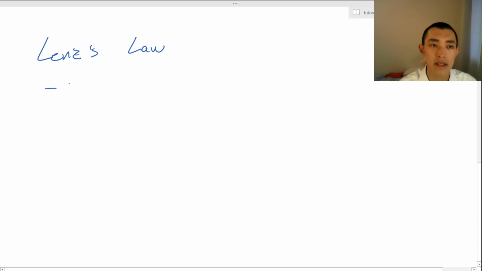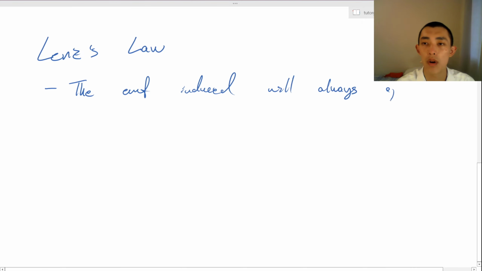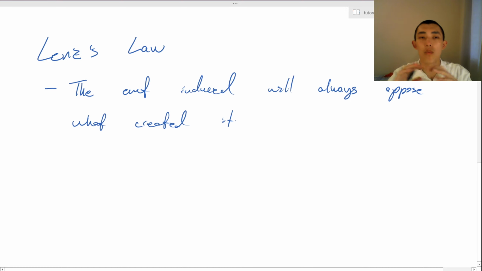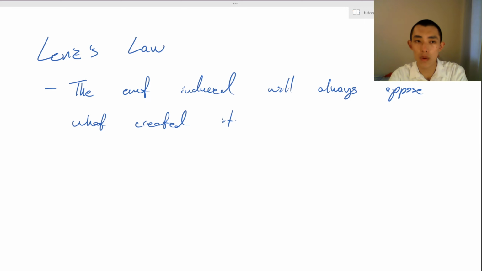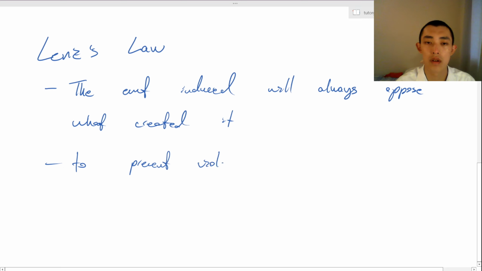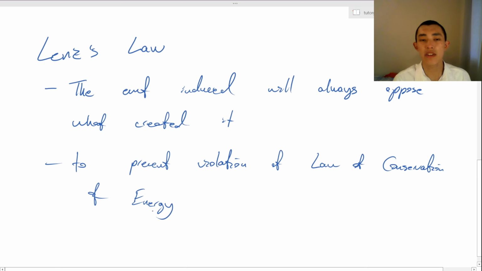Lenz's law says that the EMF induced will always oppose what created it. So the EMF doesn't want to exist. The EMF has to oppose whatever created it. And this allows us to prevent violating the law of conservation of energy, which would be very bad. So that's Lenz's law in a nutshell, and we can actually represent it in the equation.